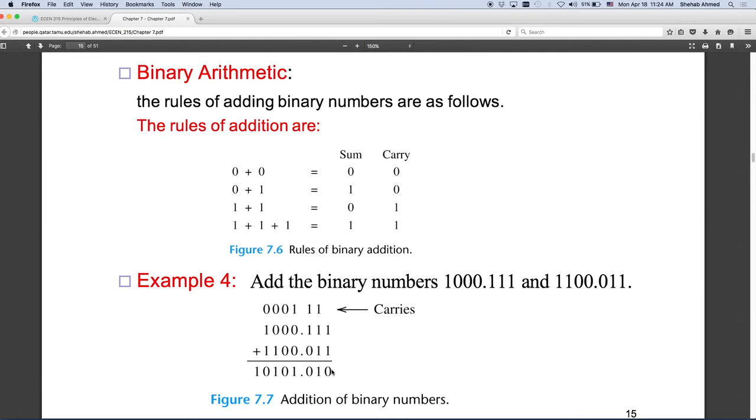So 1 plus 1 is a 1. 1 plus 1 is a 0 with a carryover of a 1. 1 plus 1 is a 0 with a carryover of 1. 1 plus 1 plus 1 is 1 with a carryover of 1. 1 plus 1 is a 0 with a carryover of 1. 1 plus 0 is a 1. All these are zeros. 0 plus 1 is 1. 1 plus 1 is a 0 with a carryover of 1. Right? So we had to add one more bit here for a carryover, in this way of representing numbers.